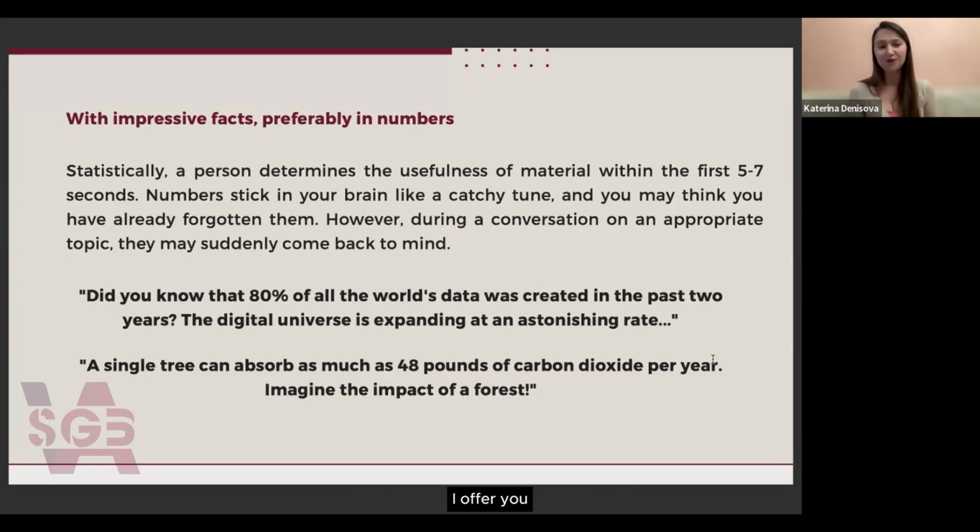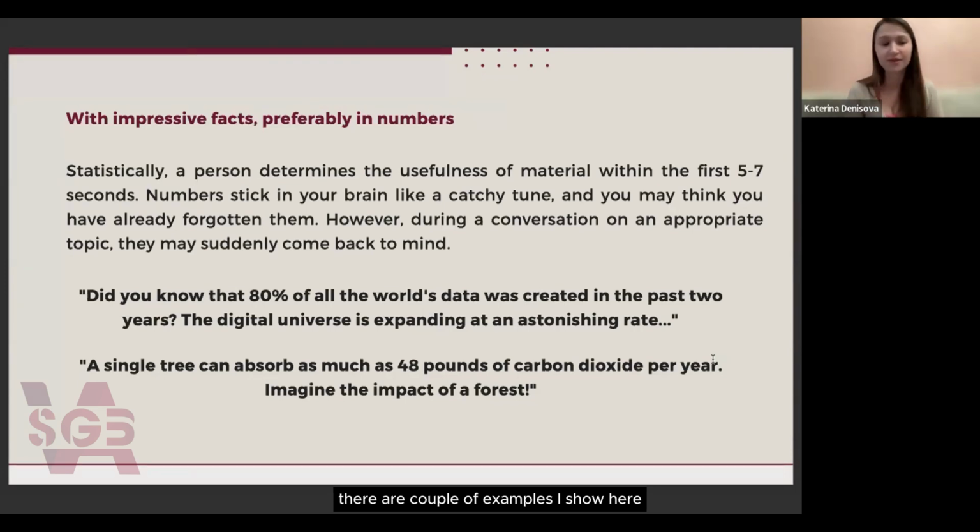First of all, I offer you to start a post with impressive facts, preferably in numbers. Statistically, a person determines the usefulness of material within the first 5 to 7 seconds. Numbers stick in our brain like a catchy tune, and you may think you have already forgotten them. However, during a conversation on an appropriate topic, they might suddenly come up to your mind. So when we use some impressive numbers at the beginning of the text, we are more likely to make our reader read this text till the end.